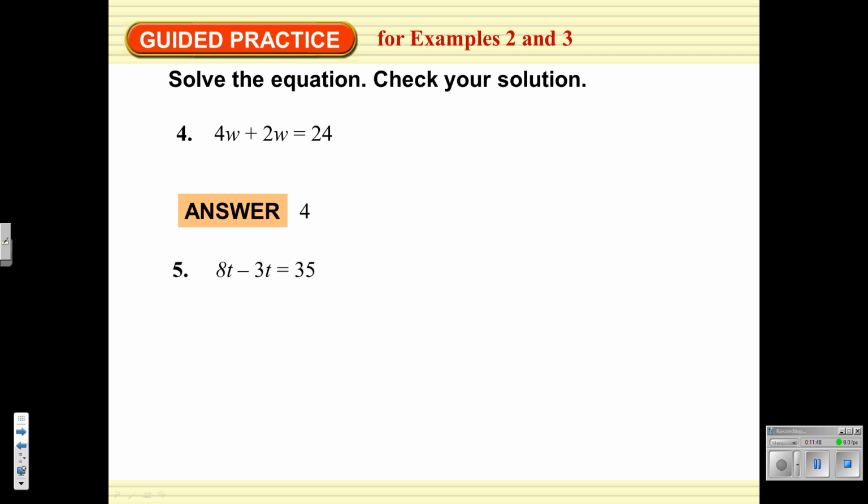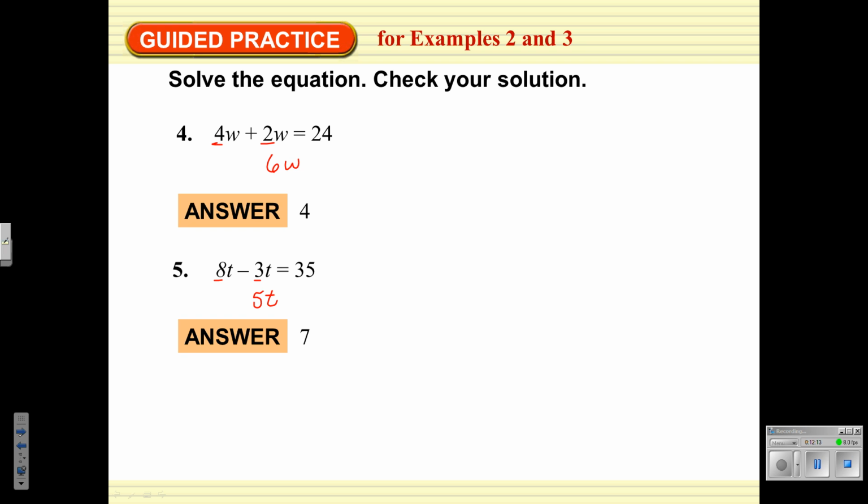Okay, for 4, you should have come up with 4. If you did not and you don't understand why, go back and work it out and see if you can come up with an answer of 4. And then for number 5, you should have an answer of 7. If you didn't come up with that, please go back. Remember, we only add or subtract the coefficients. So 4 plus 2 is 6w, and 8 minus 3 would be 5t. So just keep that in mind.